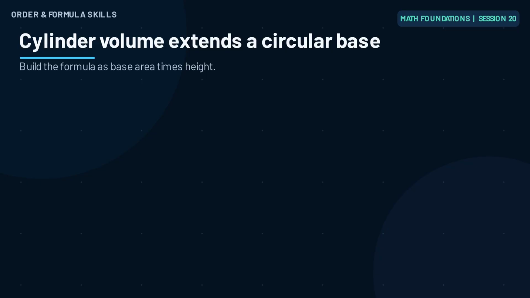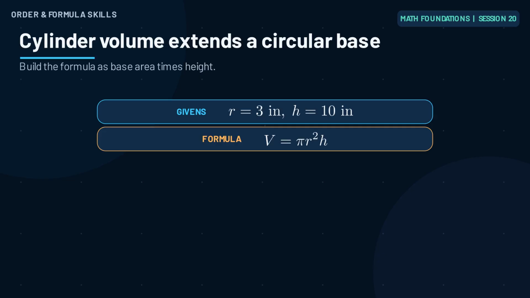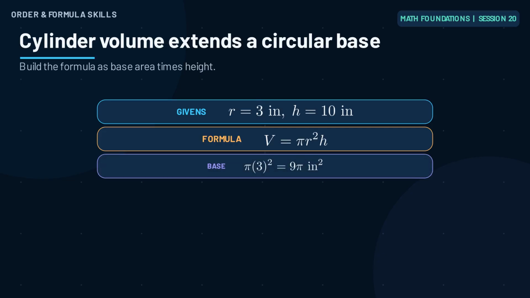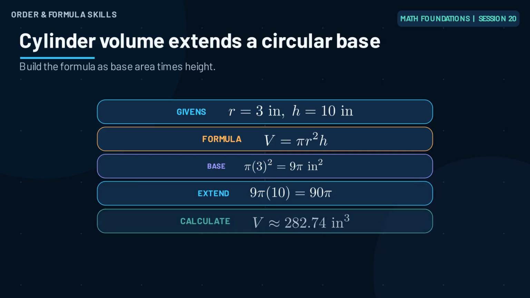A cylinder's volume is its circular base area extended through its height. Let the radius be 3 inches and the height be 10 inches. Volume equals pi radius squared times height. The circular base area is 9 pi square inches. Multiply by height 10 to get 90 pi cubic inches. The approximate volume is 282.74 cubic inches. The radius is squared, while the height is multiplied once.